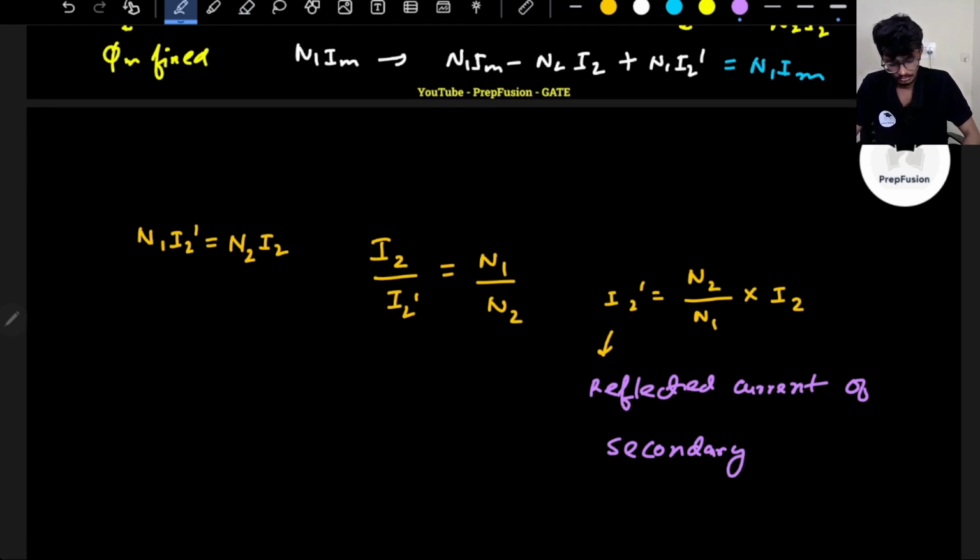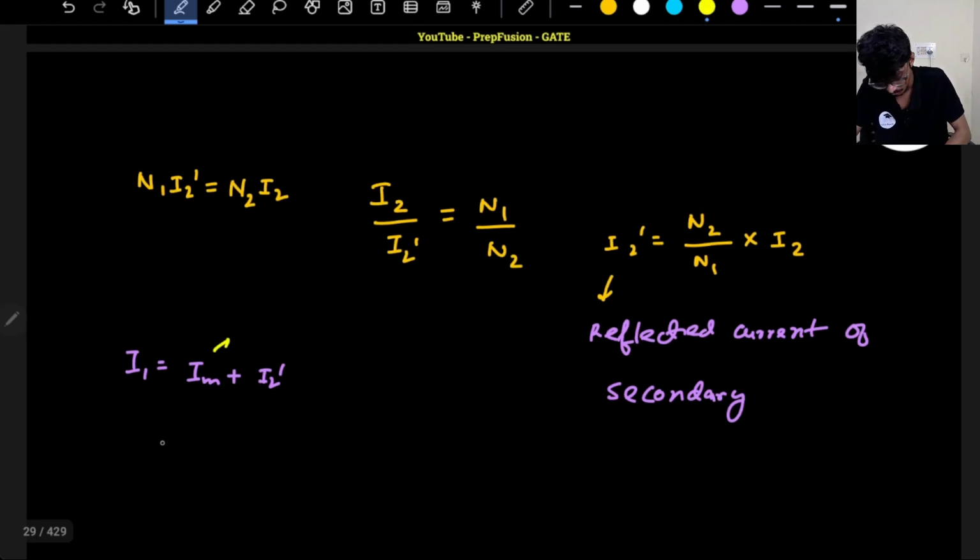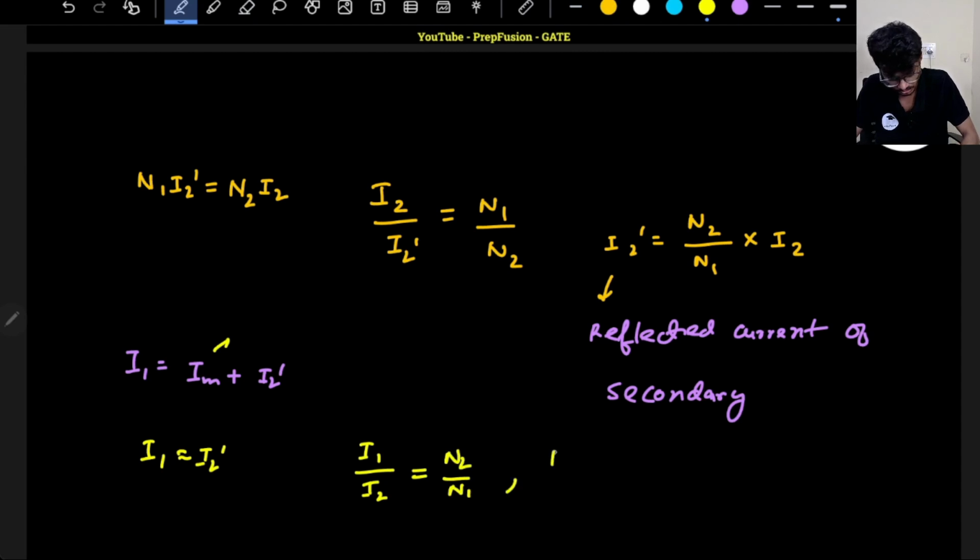Roughly what happens is that my I1 current is Im plus the additional current I2 dash. Generally Im current is very low, so I1 is roughly equal to I2 dash only. So my I1 over I2 equals N2 over N1, a very famous equation, and the induced EMF E1 upon induced EMF on the secondary E2 is equal to N1 by N2. So a very famous equation, right? This you already know. Sometimes N1 by N2 is called the transformation ratio. You don't have to care about that.